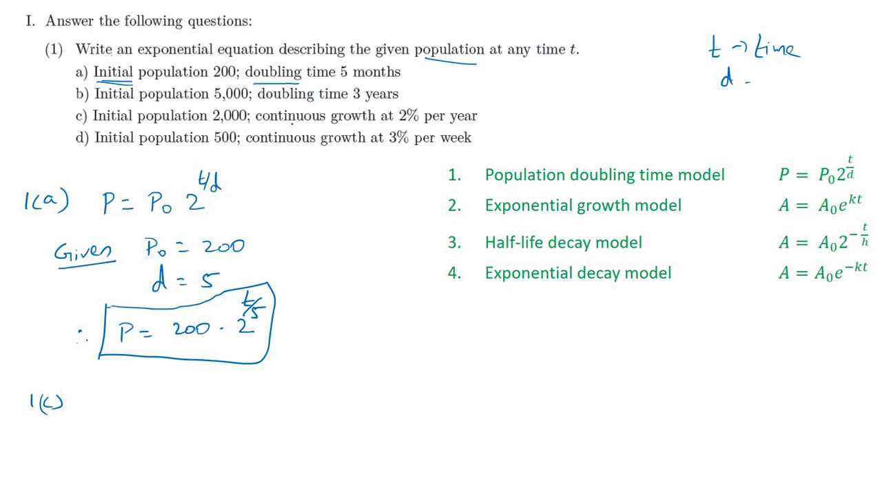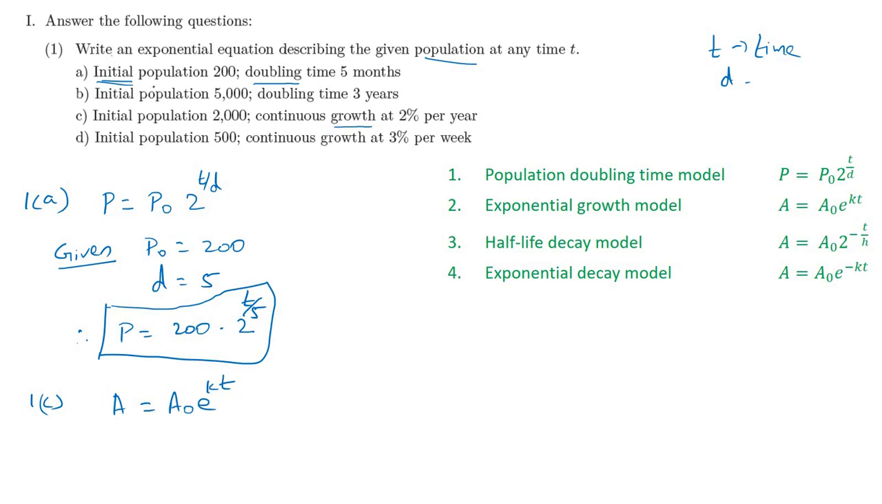Here the word doubling is not given, but continuous growth, growing. It is growing means we have only two models. See, one is population doubling, the other is exponential growing. These two are increasing. Growth means increase, but it is not doubling. It is not doubling, but it is increasing. So for problem 1C, it is number 2. So write here: A equal to A naught e power kt.